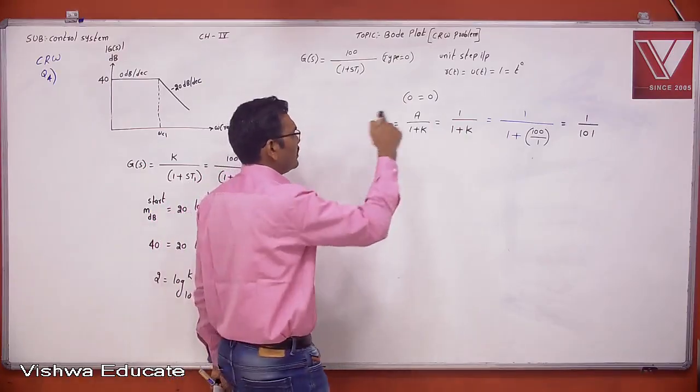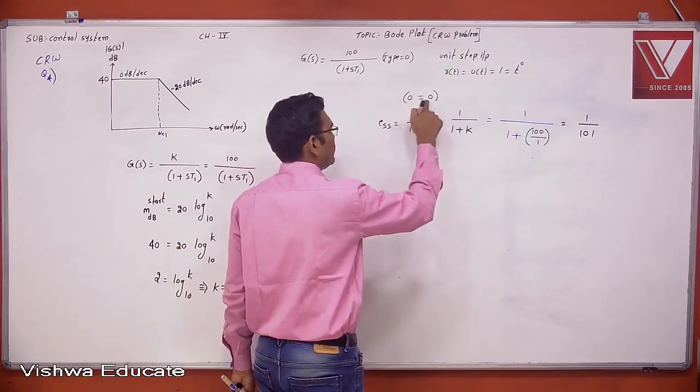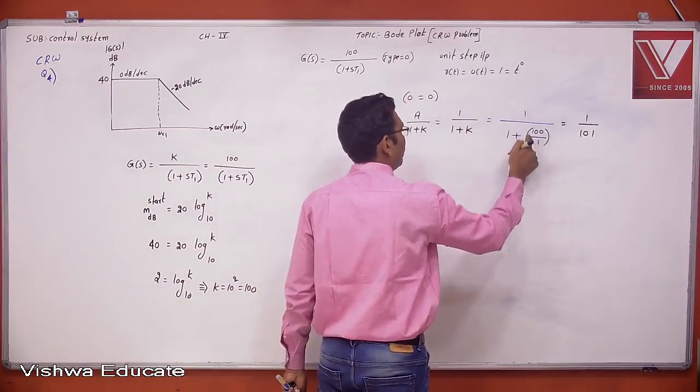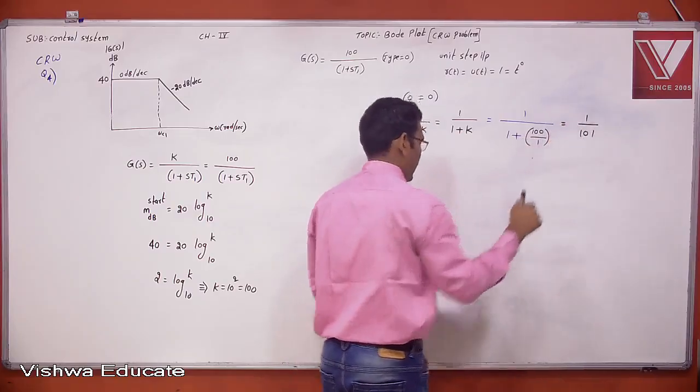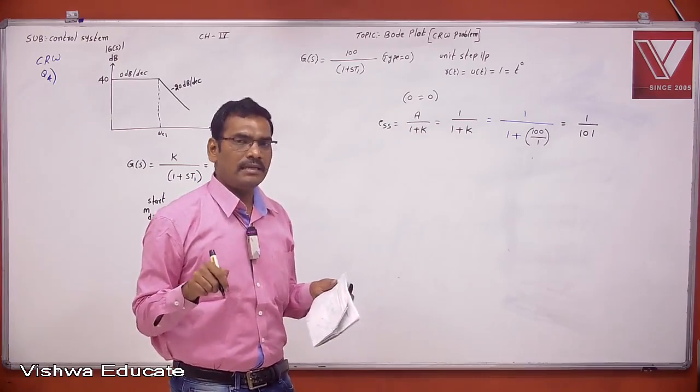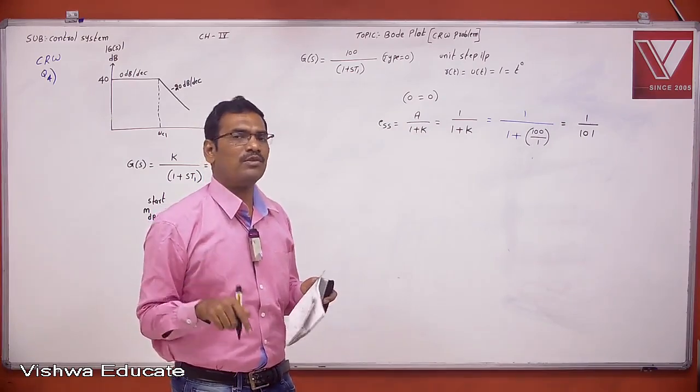Most of you are thinking that with type 0, power 0, it is A by K, where A value is 1 and K is 100, so 1 by 100. Now students, that option is also there. 1 by 100 is also in the options. Most of the students are going for that one.